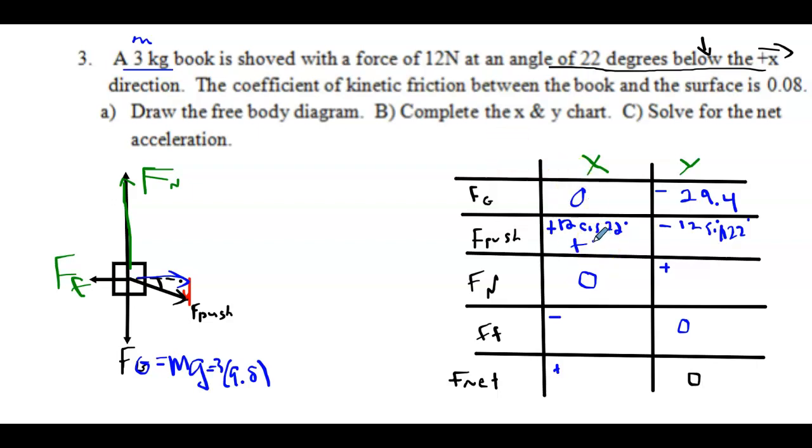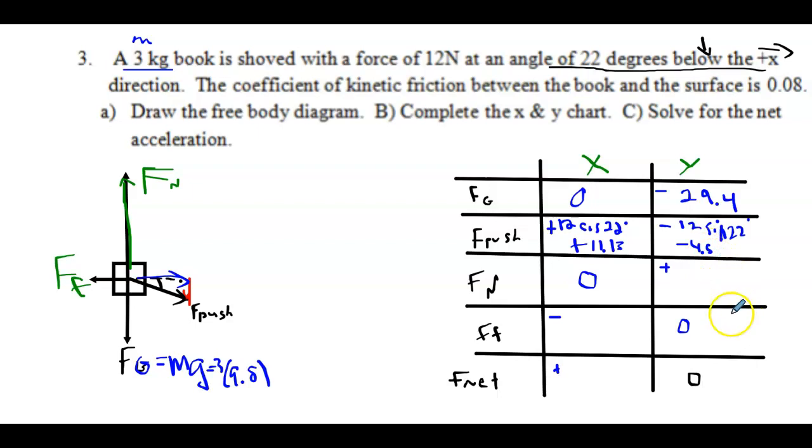But if you're using like an Apple phone to do this math, you have to do it backwards. So it would be 22, then hit the cosine button, and then times 12. So I get 11.13 for that one. And when I did 12 sine of 22, I got negative 4.5. It's negative because it's pushing down.